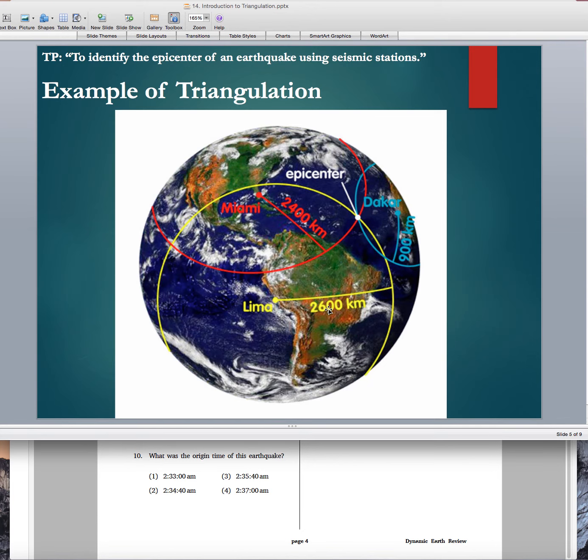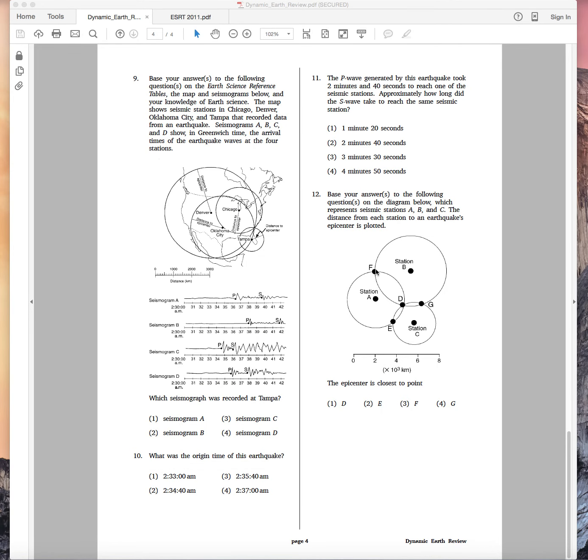If I put this on Google Earth, we have 1 station of Miami, which is red. We have Lima, Peru, which is yellow. And Dakar, which looks like off the coast of Africa, and that's in blue. And all three circles intersect, and that's that white point called the epicenter. So station F only has two places where it intersects, so F we can eliminate. E, only two circles intersecting, we can eliminate E.